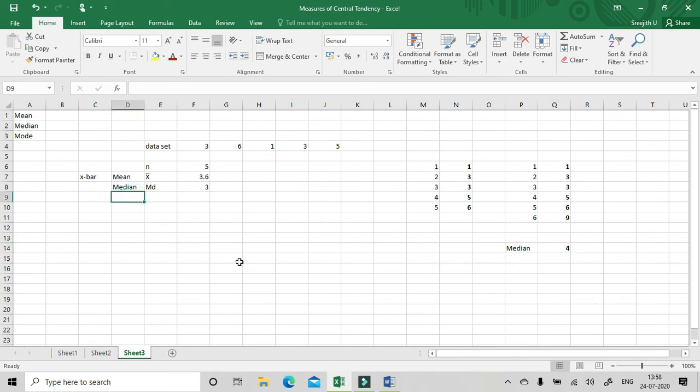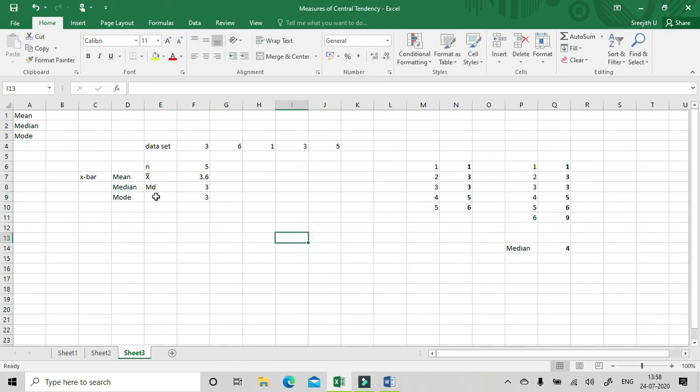Now next we look at what is called the mode. The next measure of central tendency is mode. Mode is nothing but the most repeated value in a data set. Let's look at the original data set. The most repeated value in this data set happens to be 3, because 3 is getting repeated twice, and therefore 3 is our mode.